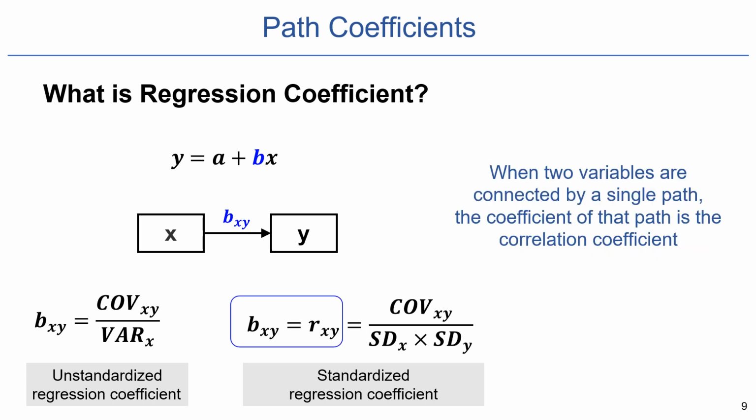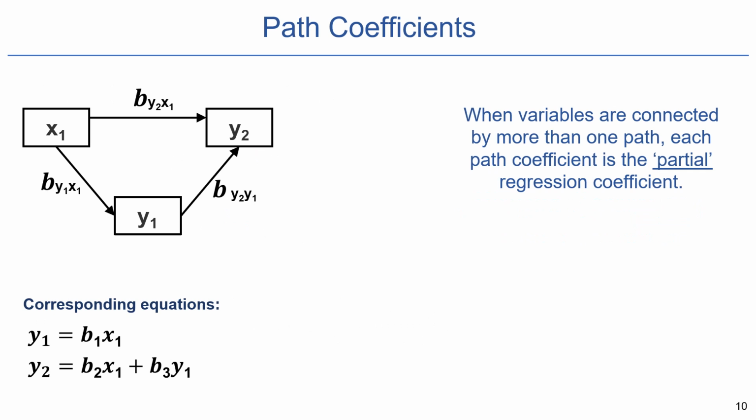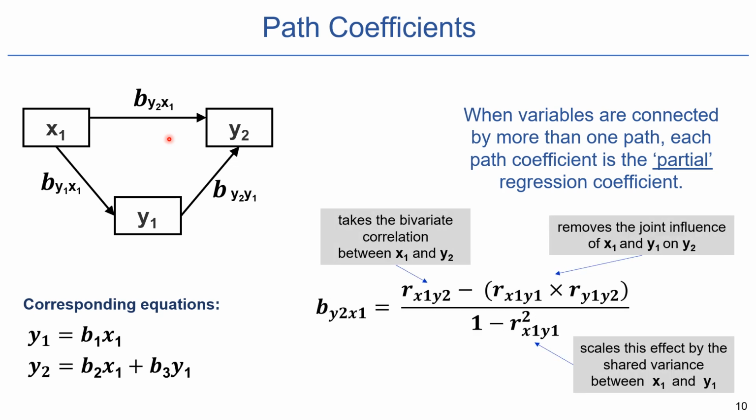If in the structural equation model we have two variables connected by a single link, like shown here, then the path coefficient for this link is equal to the correlation between these two variables. But if the variable in our model is connected by more than one link, then our path coefficients for these links are the partial regression coefficients. And here is an example of how the path coefficient specifically for this link is calculated.